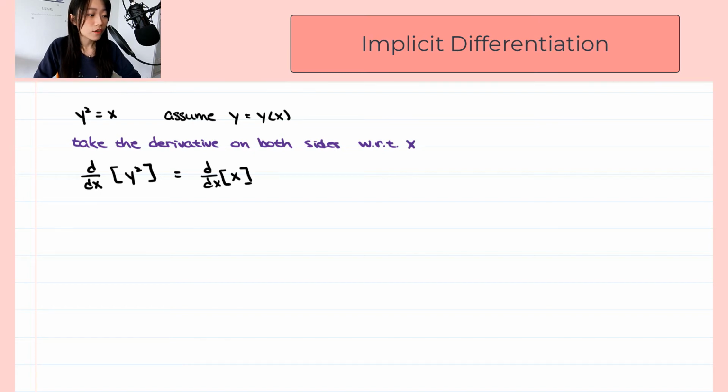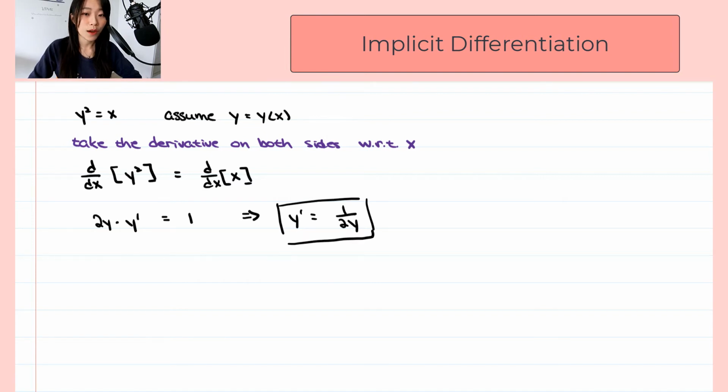Since we know y is a function of x, we can use the chain rule version of the power rule. So the left-hand side equals 2y, and the chain rule says we need to times the derivative of the inside function. So we have to times y prime, equals the derivative of x, which is 1. Now we can isolate for y prime. So y prime equals 1 over 2y, which is the same answer as before. So that is your final answer. The derivative of y for the equation y squared equals x is 1 over 2y.